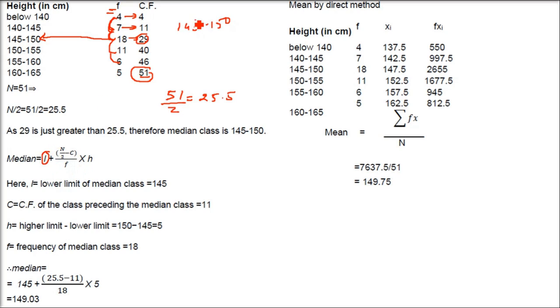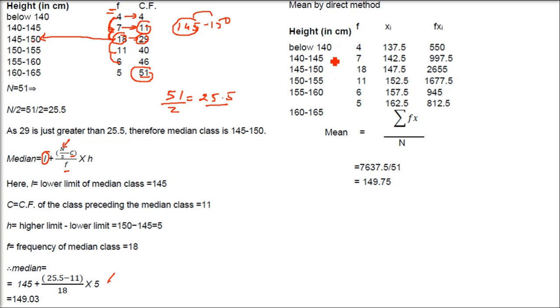L is what? The lower limit. 145 is the lower limit. N by 2 we have already found, 25.5. Minus c. What is c? The cumulative frequency of the preceding class. So what is the preceding class? 140 to 145. What is its cumulative frequency? 11. So in place of c, you have to write 11. What is our f? The frequency of the median class is 18. What about h? The class interval is 5. So whatever I told you, you just put it here, and 149.03 will come.